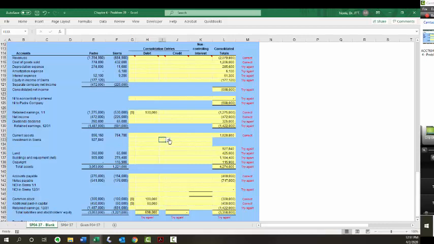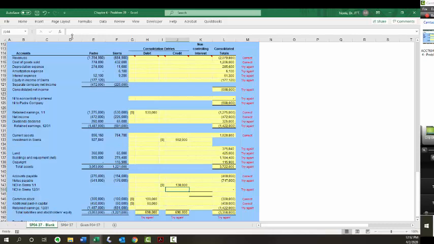So the investment in Sierra, the credit, is going to be the retained earnings plus common stock plus additional paid in capital times 80%. And then we're going to copy that formula to the clipboard and then go down to the non-controlling interest and do the other half of the credit, changing that from 80% down to 20%.